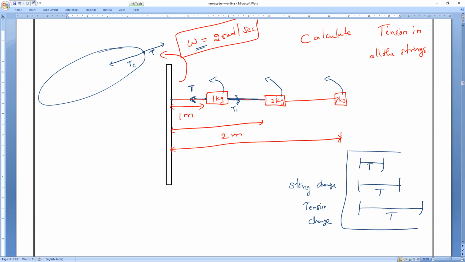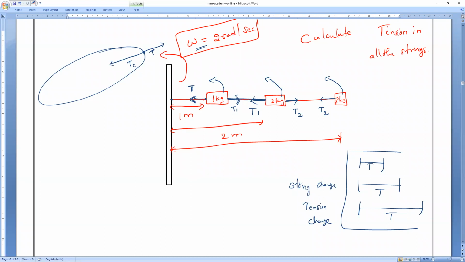So now at this point, the second body, the centripetal force which is acting towards it, away from it, that will also become T1. And the force which is acting away from this side will become T2. And the last body, the force which is acting again away from this side, how much will it become? That is also T2. So this is what it is.